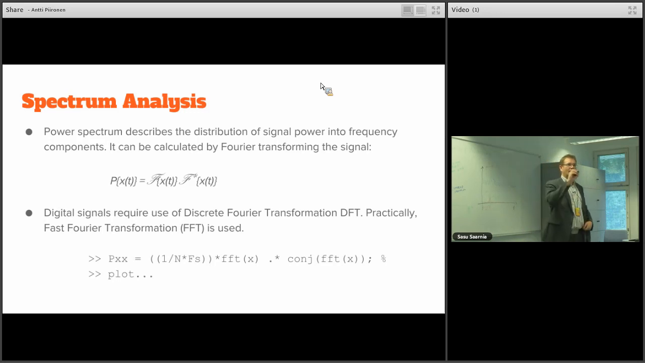Okay. However, this power spectrum describes the distribution of signal power into frequency components. That's a definition. And yes, it can be calculated by Fourier transformation of the signal. So the power spectrum is simply the Fourier transformation of the signal, and that's the second norm of it. So you multiply it with its complex conjugate. So that one gives a power.